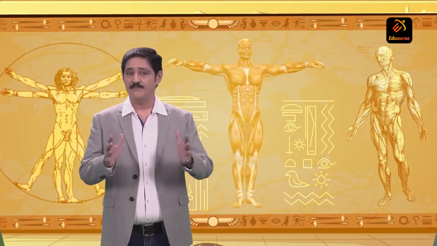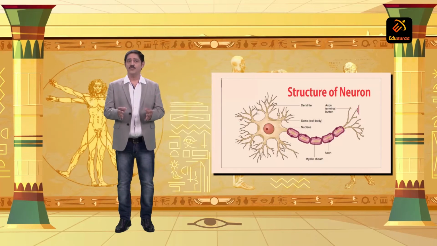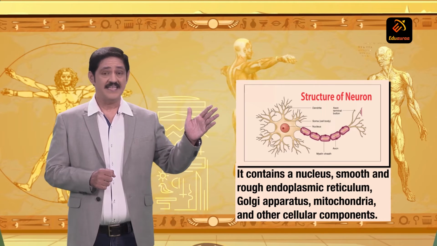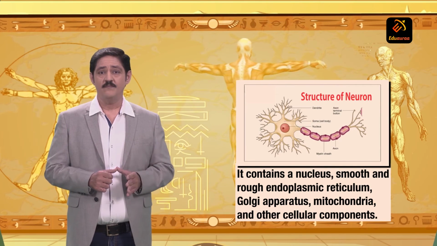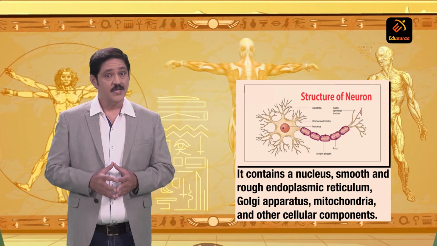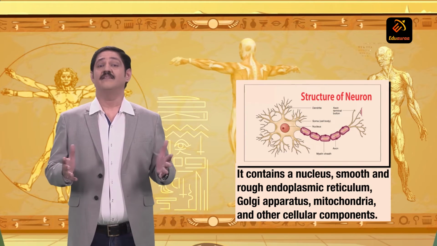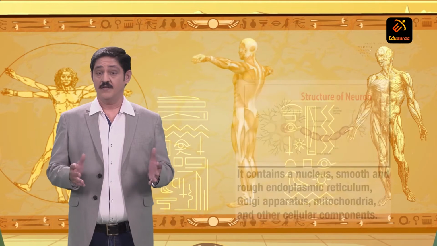Let's understand the cell body now in complete detail. The main portion of the neuron is called the soma or cell body. It contains a nucleus, smooth and rough endoplasmic reticulum, Golgi apparatus, mitochondria, and other cellular components.